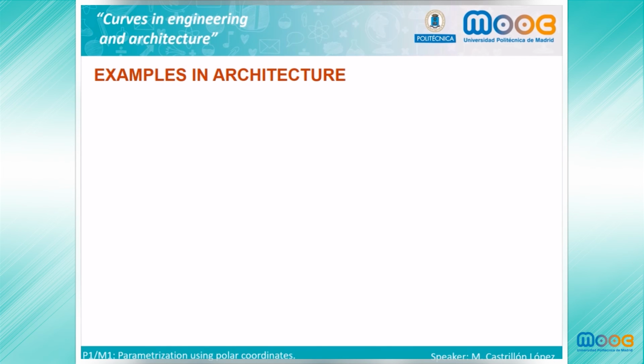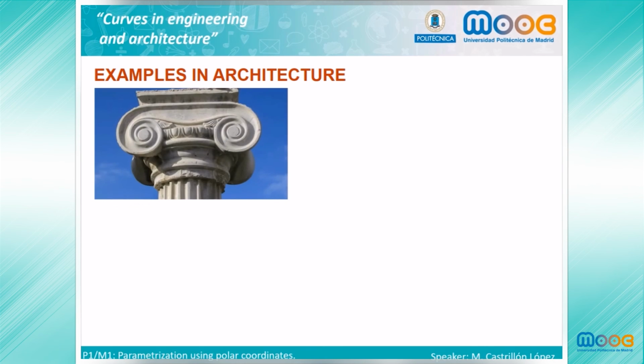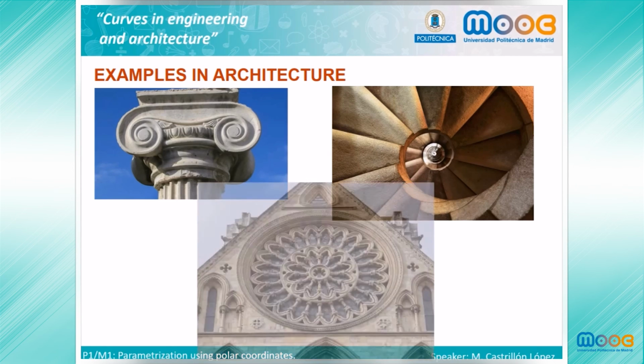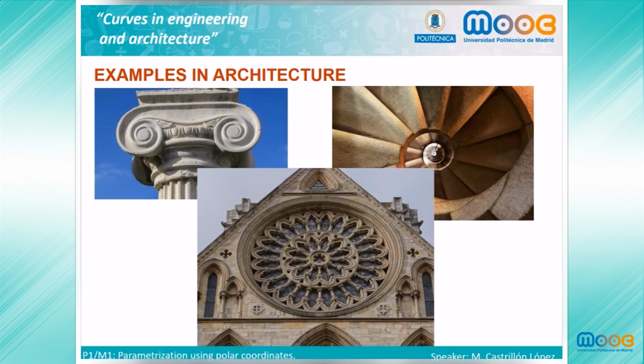There are a lot of examples of curves in architecture that are of the previous types. For example, in this capital of a Greek column, or these stairs designed by Gaudí, or this rose window from a cathedral. They are beautiful, aren't they?